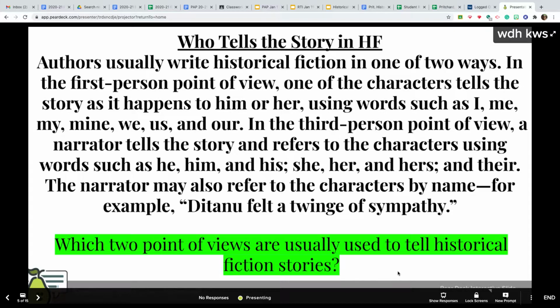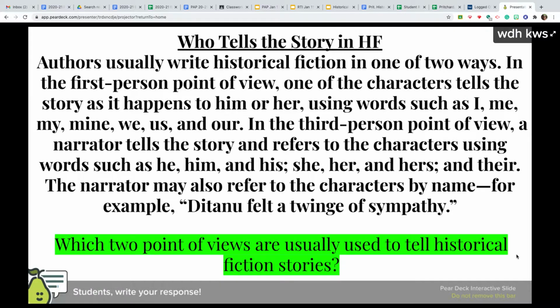Who tells the story in historical fiction? Authors usually write historical fiction in one of two ways. In the first-person point of view, one of the characters tells the story as it happens to him or her, using words such as I, me, my, mine, we, us, and our. In the third-person point of view, a narrator tells the story and refers to the characters using words such as he, him, and his, she, her, and hers, and their. The narrator may also refer to the characters by name. For example, Ditanu felt a twinge of sympathy.